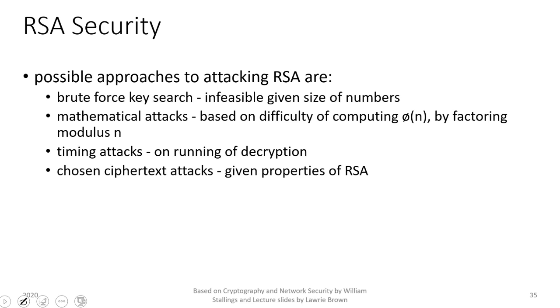Then another attack is called timing attacks. Here we base the calculation on how much time is taken for a decryption. And then there are what are known as chosen ciphertext attacks. Again, if we know some ciphertext and corresponding plaintext, then we try to guess the keys from that. So RSA can be immune to many of these for a number of reasons.